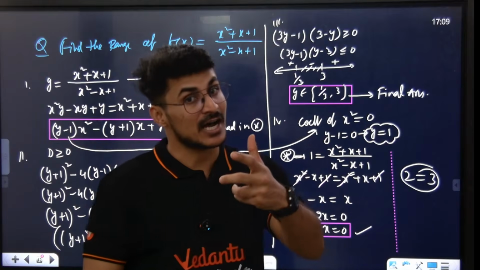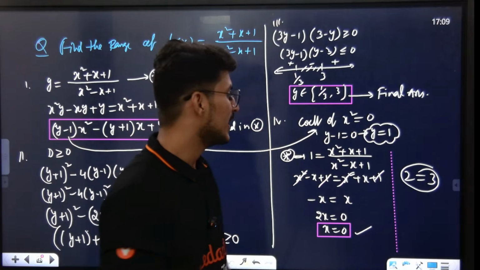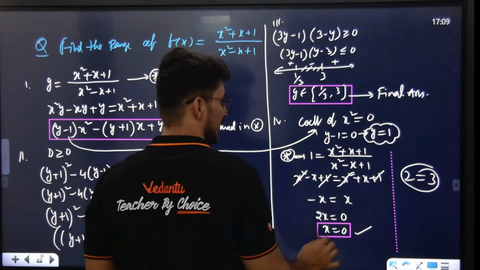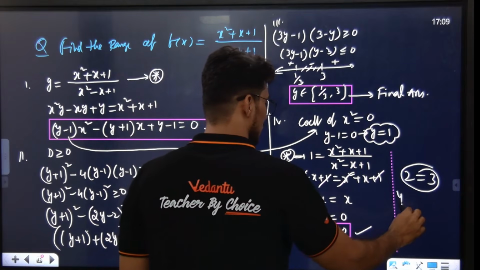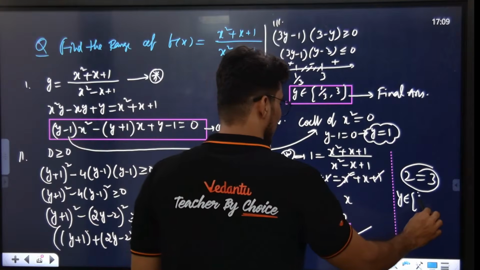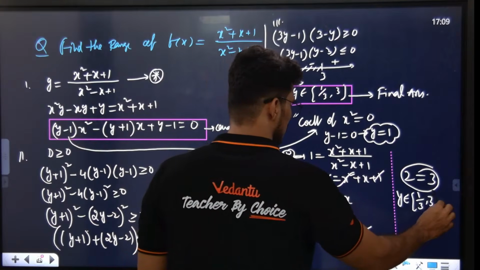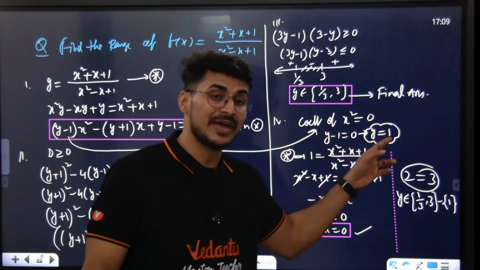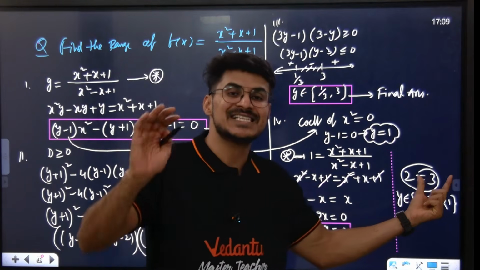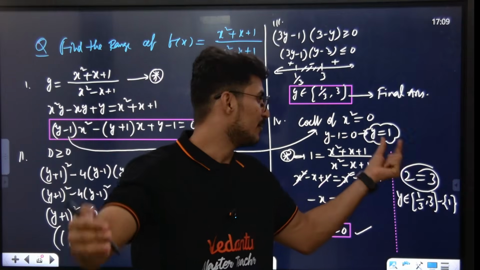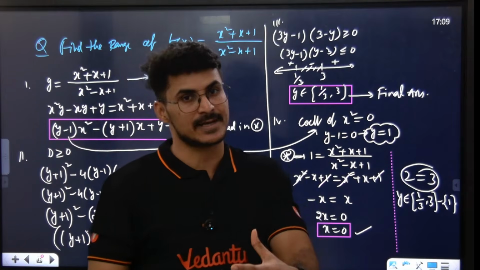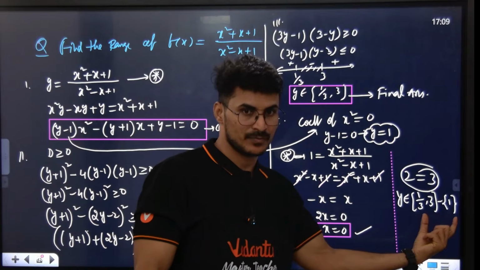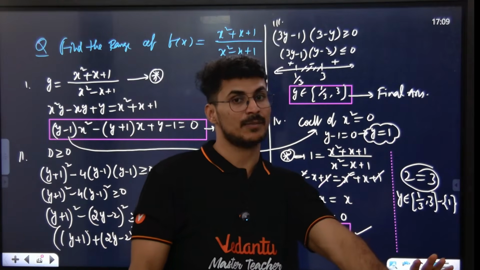If such a nonsense answer comes, this y value should be subtracted from this. For example, you got this. Then what is the final answer? Y belongs to 1,3 to 3 minus 1. You have to do this, because of y is equal to 1 we are getting a nonsense answer. That is why in step number 3 we subtract the y value 1. Understood? This step is always applicable.